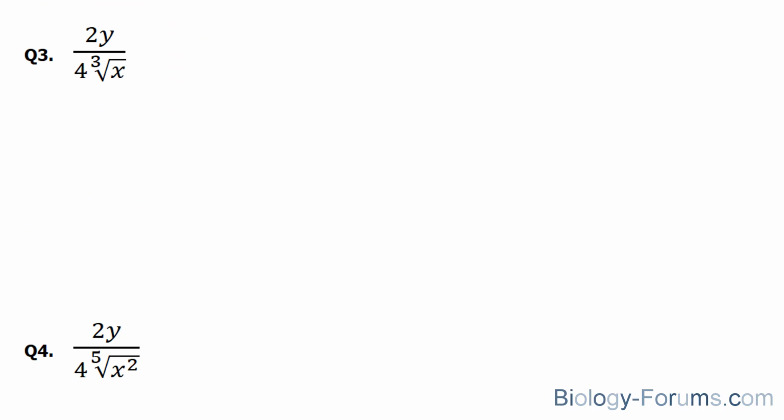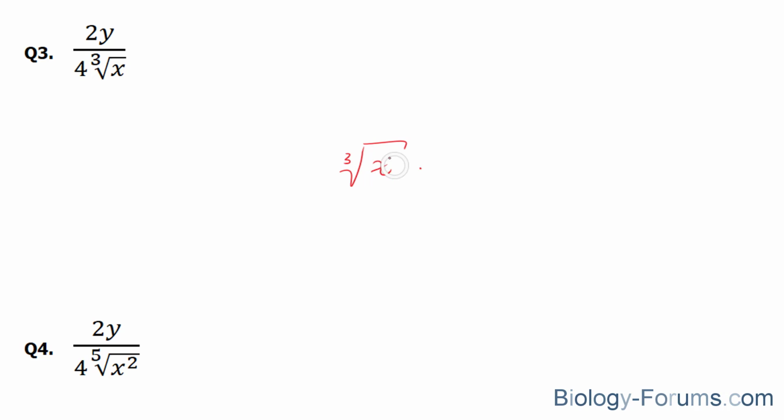In this case, we have 2y divided by 4 times the third root of x. Now, this is more complicated because you can't simply multiply the top and the bottom by the third root of x. It doesn't work that way. Instead, you have to ask yourself, what can I multiply the third root of x by such that this term, known as the radicand, is a perfect third root? What you have to multiply this term by is the third root of x to the power of 2.